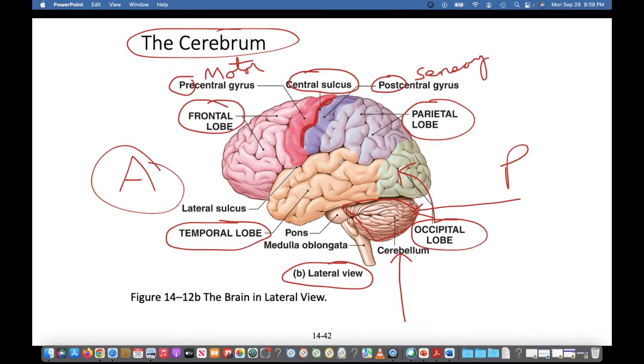All right, so we have the cerebrum, we have the cerebellum, and then last we have the midbrain. And the midbrain is made up of the medulla.